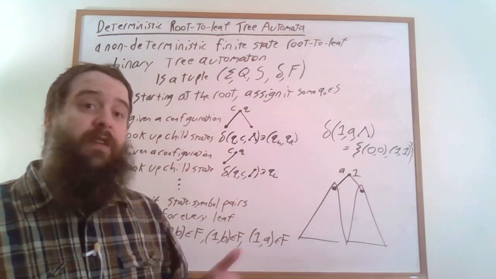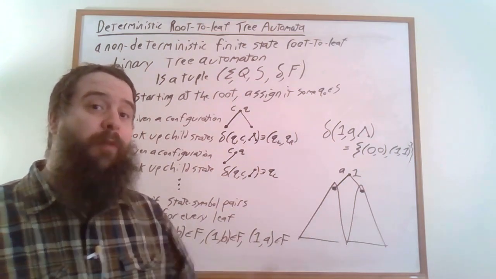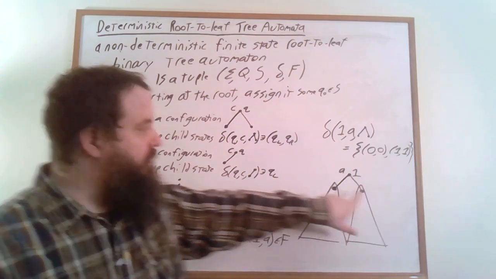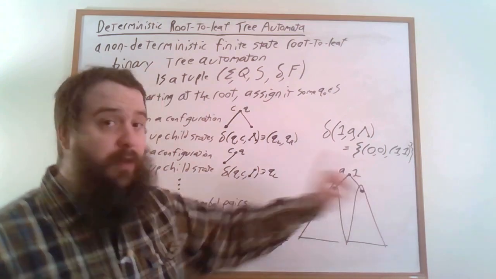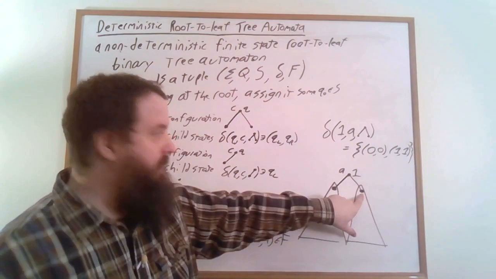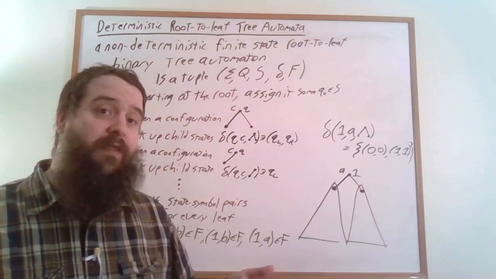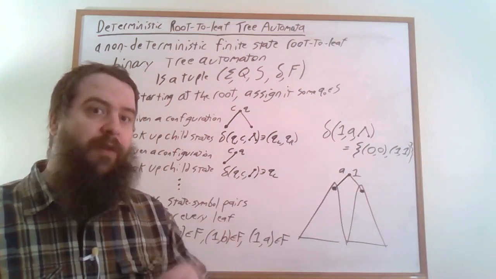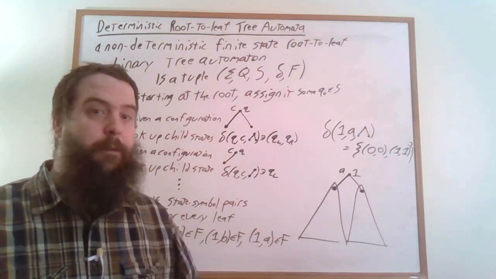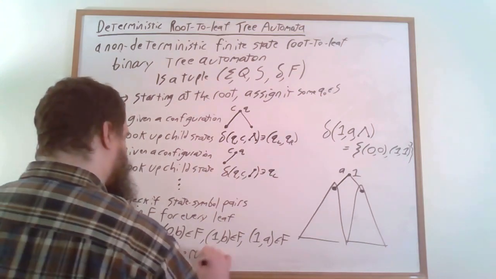And again, using non-determinism, we try all possibilities. We'll try assigning state 0 to this node and state 0 to this node, and we'll also try assigning state 1 to this node and assigning state 1 to this node. And because this is non-determinism, if either of these two attempts winds up working, we wind up accepting.